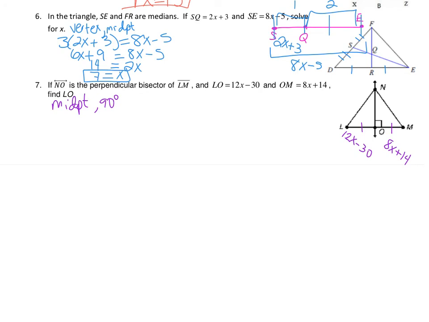so if we are given the 2 different segments, we know that those are congruent to each other. And I want you now to solve for the value of x, and then you have to plug it back in to find the value of LO.